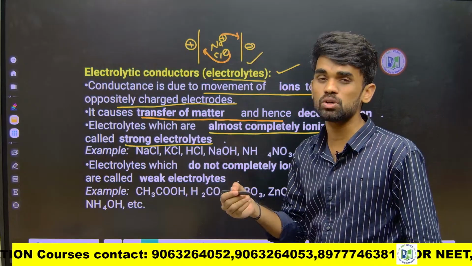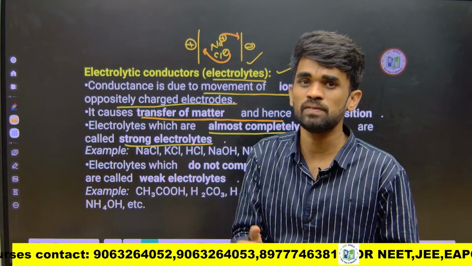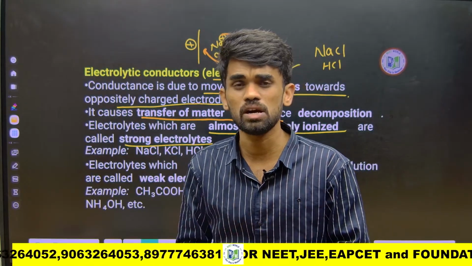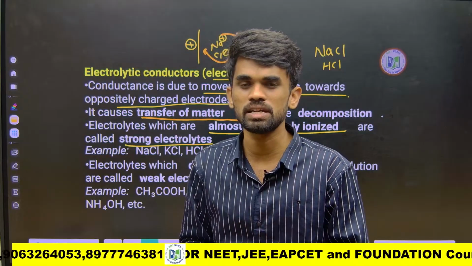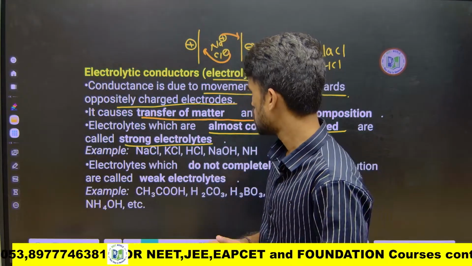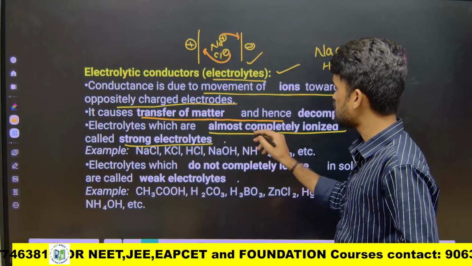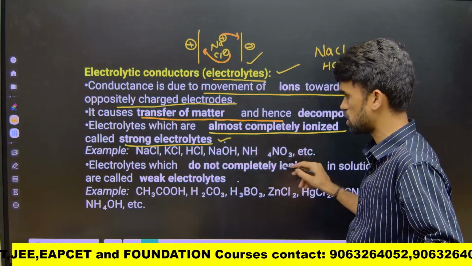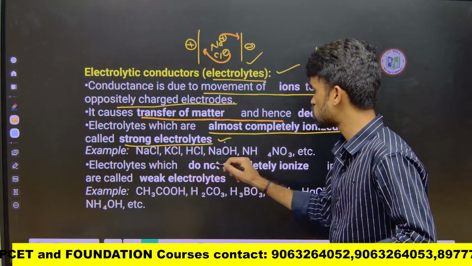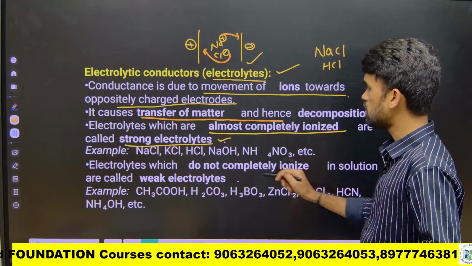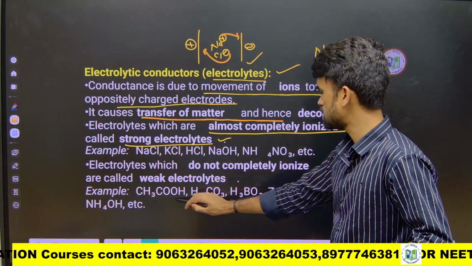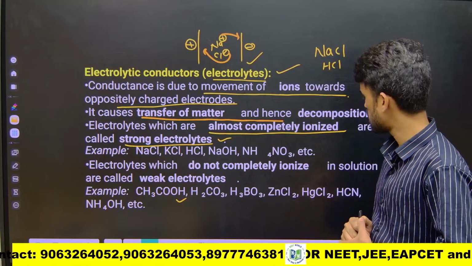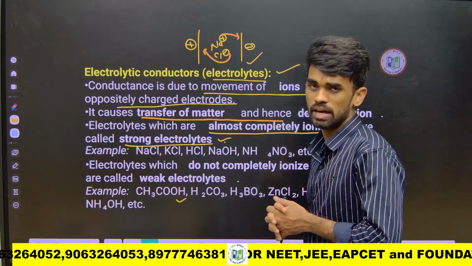And what about weak electrolytes? These dissociate partially. For example, weak acids like acetic acid, and weak bases like ammonium hydroxide. These are weak electrolytes. So electrolytes which dissociate almost completely are strong electrolytes, and electrolytes which do not completely ionize are called weak electrolytes. Examples: carbonic acid, acetic acid, and boric acid, H3BO3. These are a few examples.